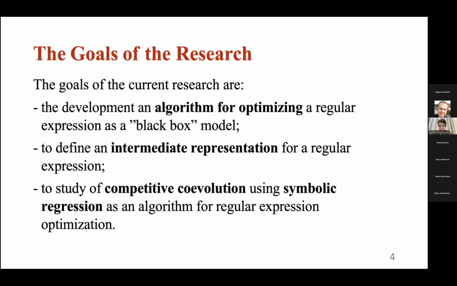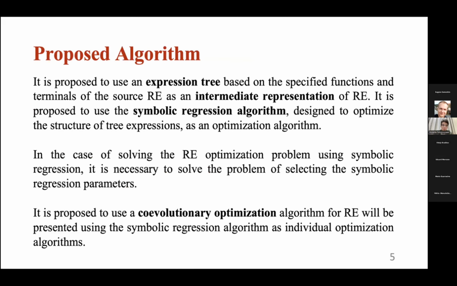The goal of this research is the development of an algorithm for optimizing regular expression as a black box model, to define an intermediate representation for a regular expression, and to study competitive coevolution using symbolic regression as an algorithm for regular expression optimization. In this study, symbolic regression was implemented with the gene expression programming algorithm. The proposed algorithm is to use an expression tree based on specific functions and terminals of the source regular expression.